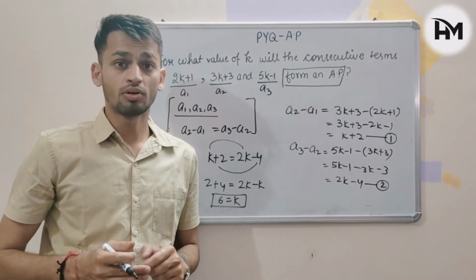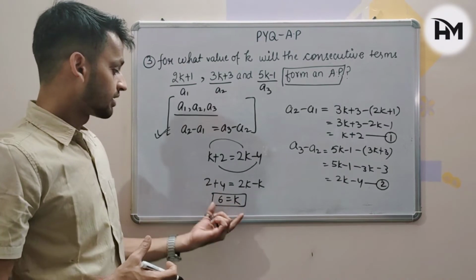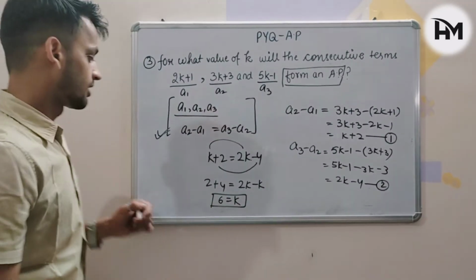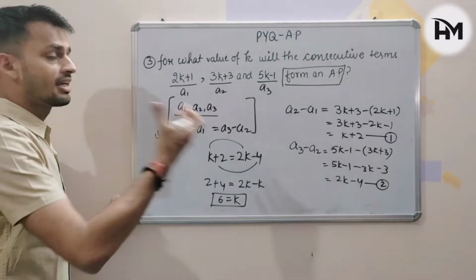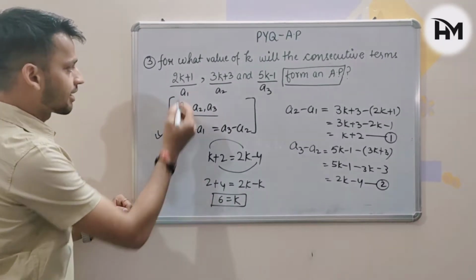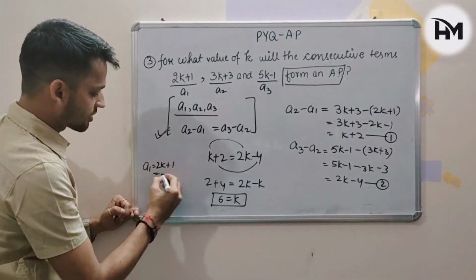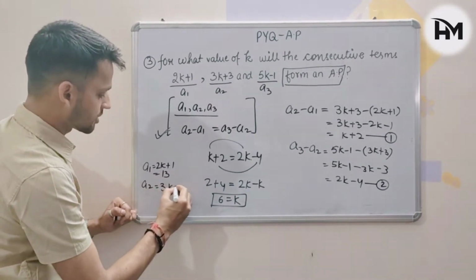Now what is important here? We must verify whether the obtained value is true or not. If I put the value of k in the terms, I have to check whether they form an AP or not. If I put k equals 6 in A1, then there will be 13. A2 will be 3k plus 3.